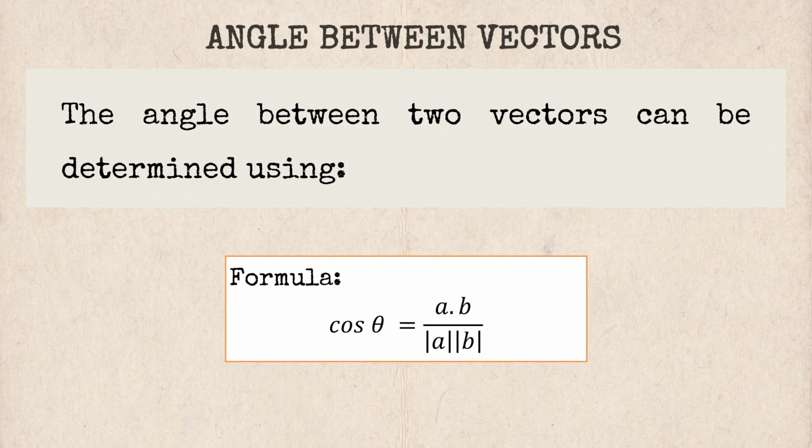Okay, next is angle between vectors. The angle between two vectors can be determined using cos theta equals vector A dot vector B divided by the magnitude of vector A times the magnitude of vector B.